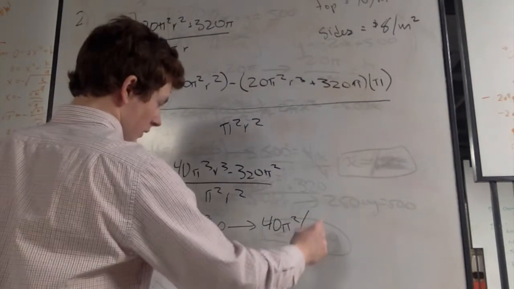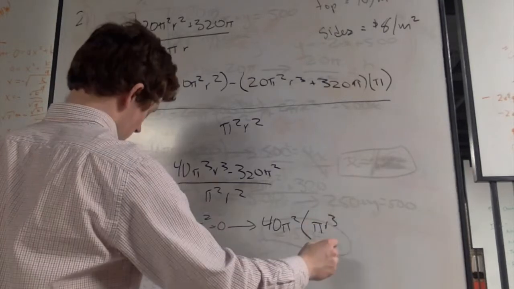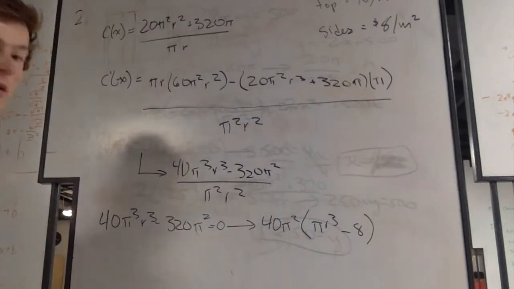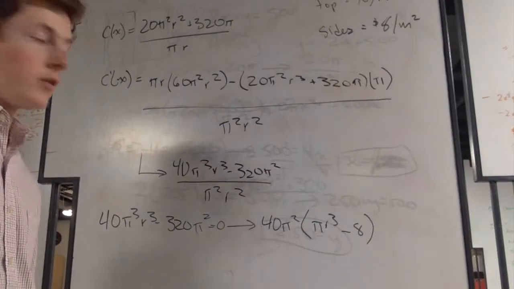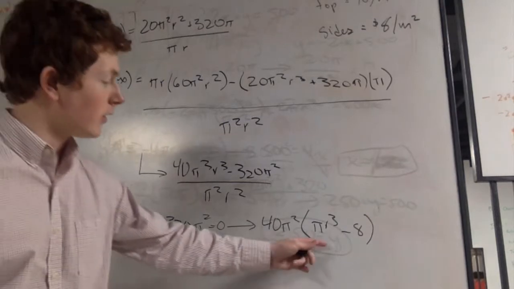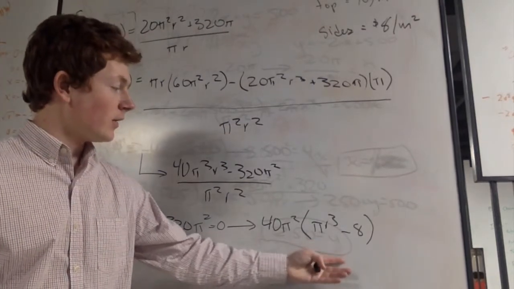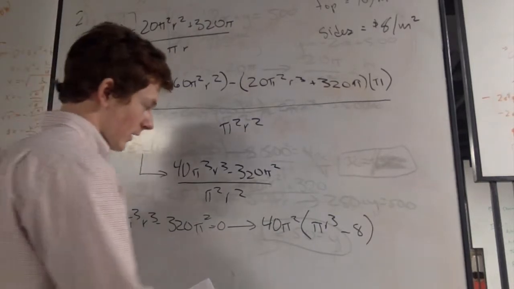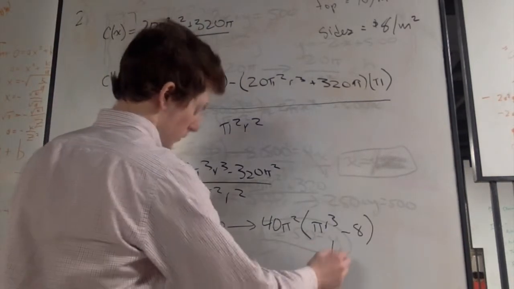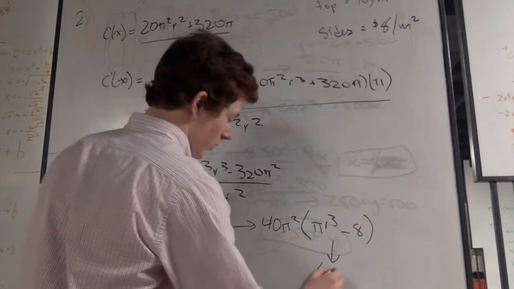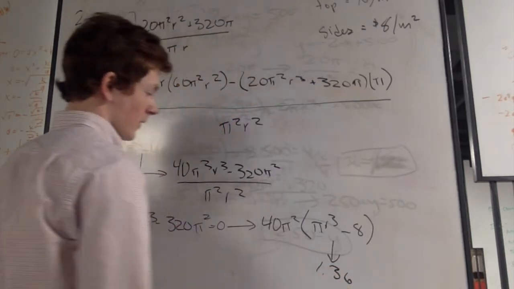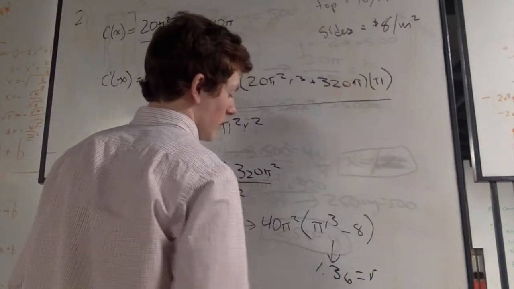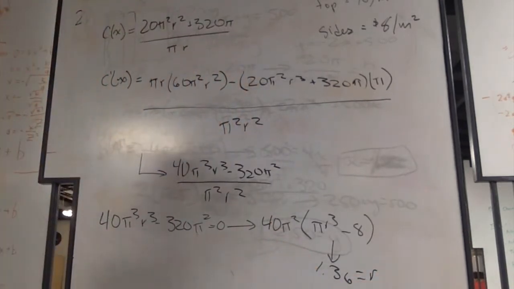40 pi squared pi r cubed minus 8. So then the next step right here is to figure out what part right here would make that entire thing equal 0. Using my calculator, that gave me a value of 1.36. So that right there is the radius that will make it cheaper to produce.